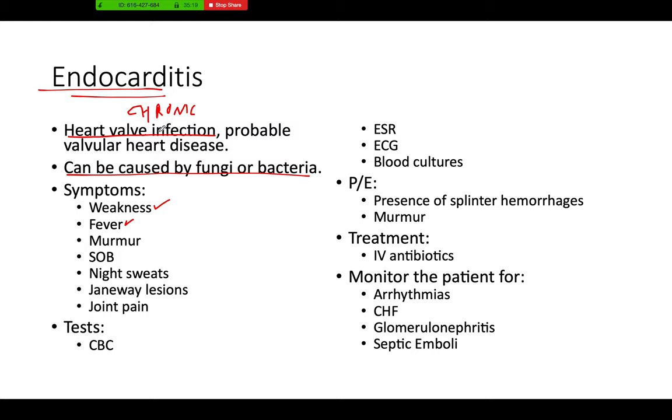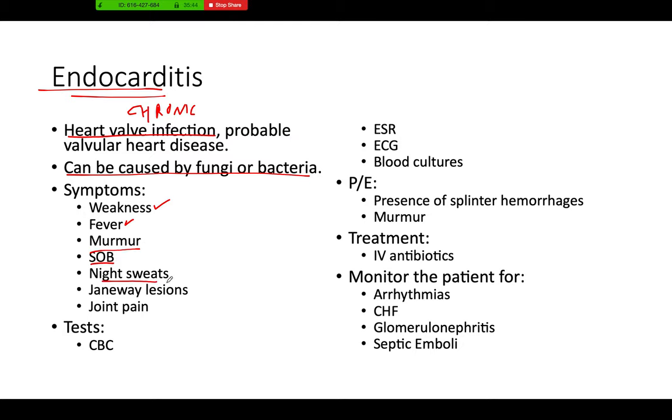So this is a fever that's typically going to be a low fever, a 101, 100.5, 100.8. It's going to be a low fever, but this is going to be a client who's had the fever for a significant period of time, say 4 weeks, 6 weeks, 2 months. This is going to be something that is not acute, but rather chronic. Because this is an infection of a valve, look for that murmur, look for that shortness of breath.